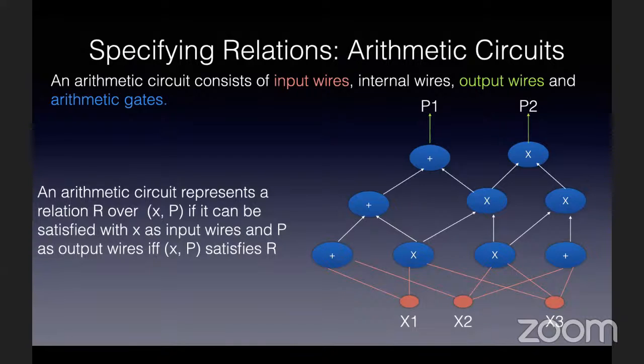Now you say that this arithmetic circuit represents a relation R over some tuples (x, p) if it can be satisfied with x as the input wire. So you set whatever is your data x as the input wires, and you set your data p as the output wires, and you should be able to satisfy the circuit, as in you should be able to provide values on the intermediate wires such that all the gates in the circuit are satisfied, right? And you should be able to do that precisely when (x, p) belongs to your relation of interest.